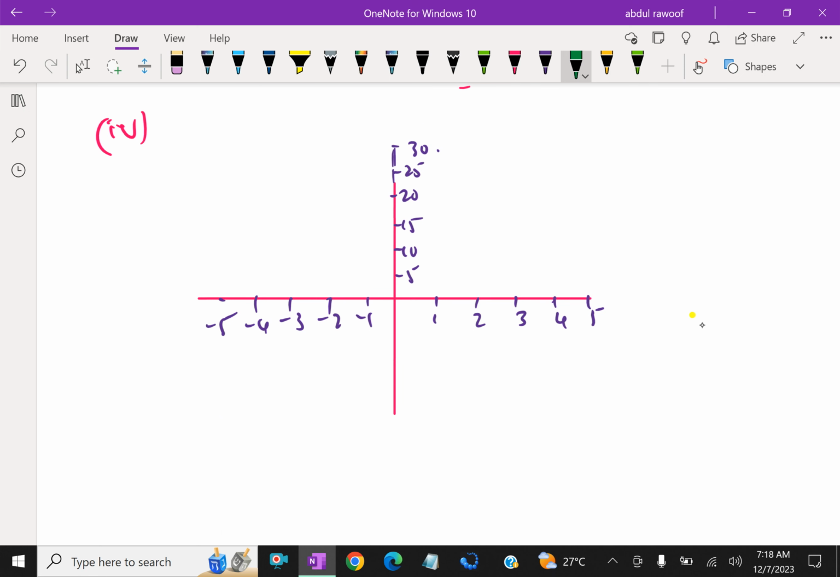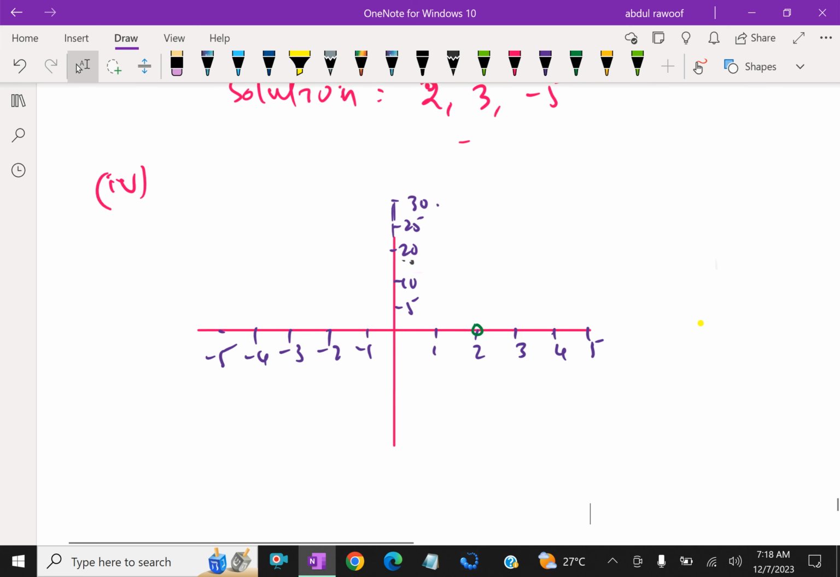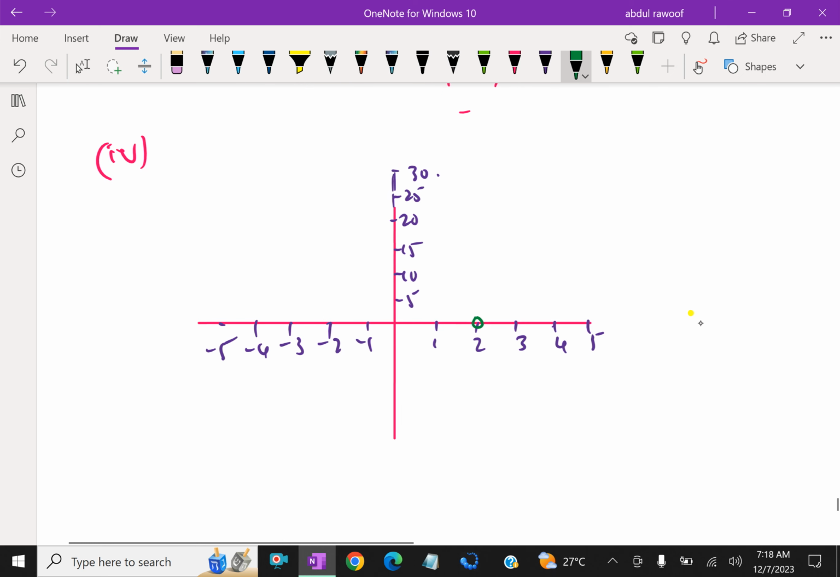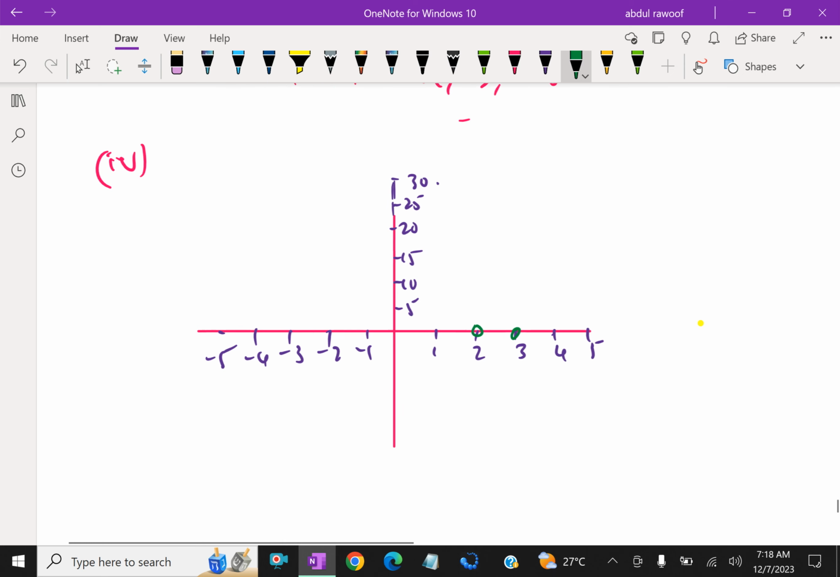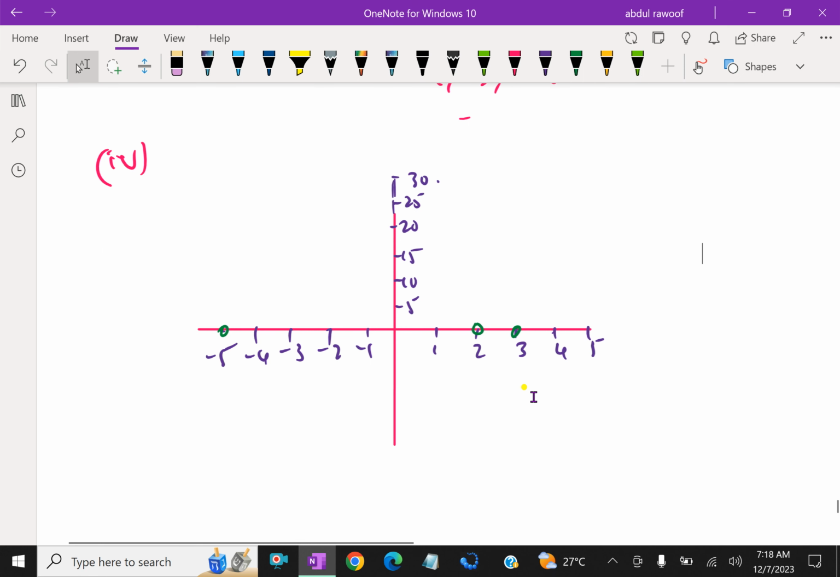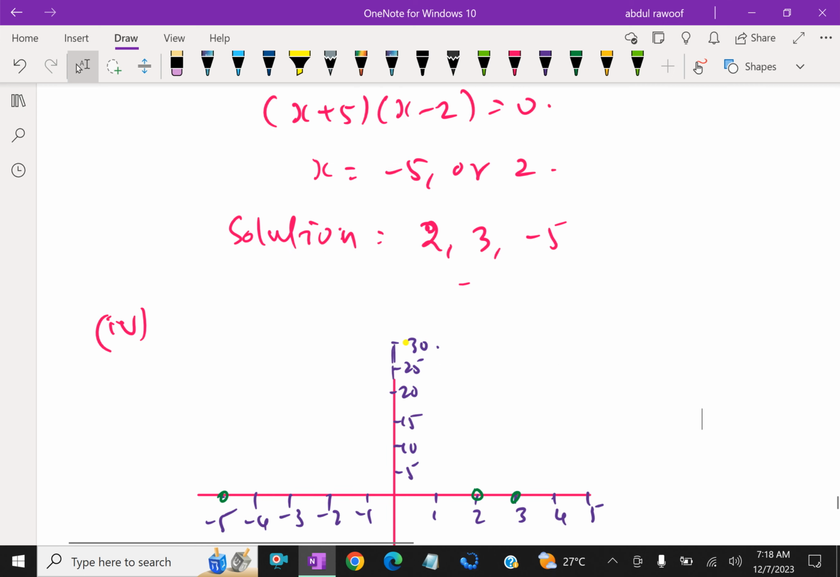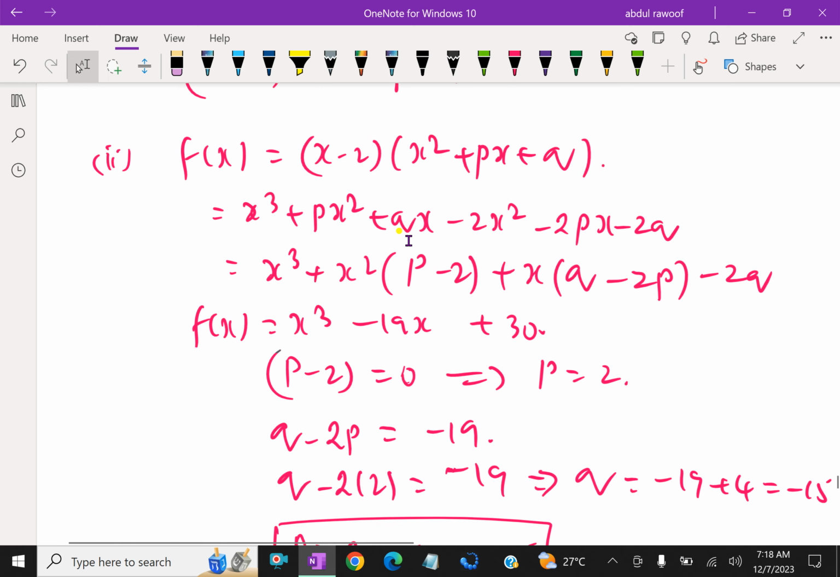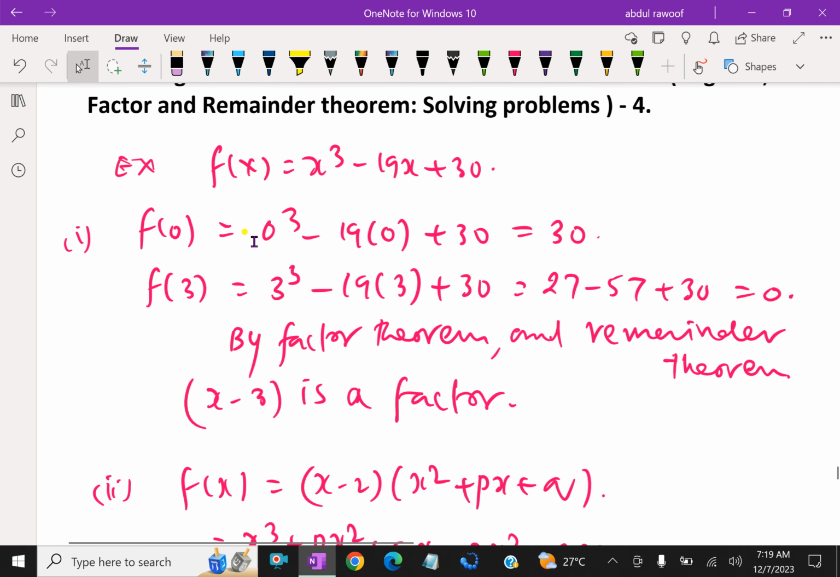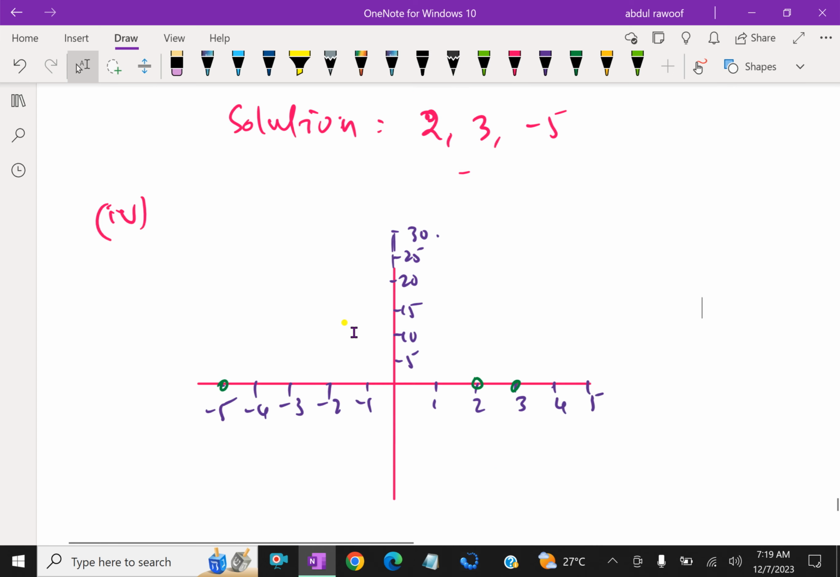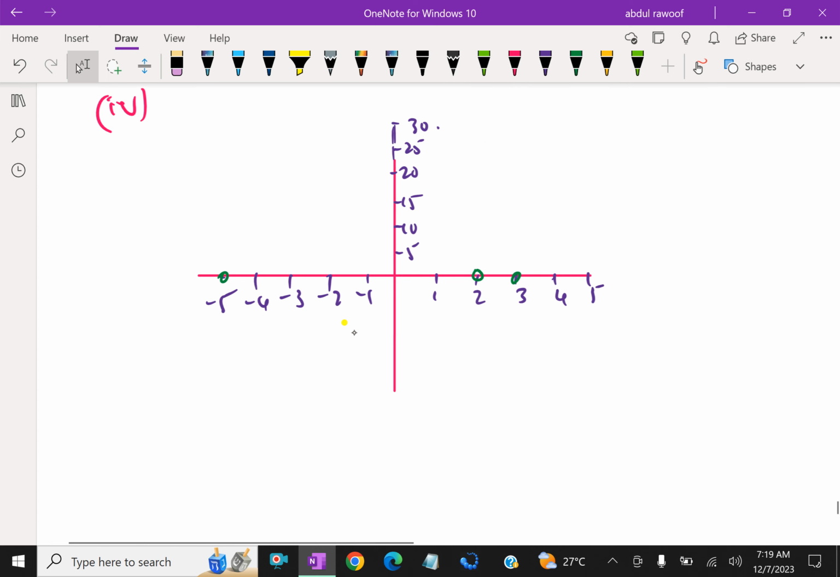x is 2, y is 0; x is 3, y is 0; and x is minus 5, y is 0. Therefore, the curve you have to draw crosses the x-axis through these 3 points. As well as, y is 30 when x is 0, therefore it also crosses the y-axis there. So we have to join these points with a smooth curve.